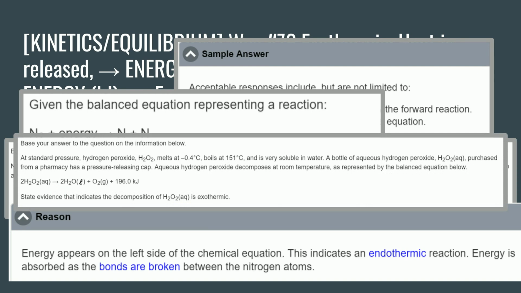At standard pressure, hydrogen peroxide, H2O2, melts at negative 0.4 degrees Celsius, boils at 151 degrees Celsius, and is very soluble in water. A bottle of aqueous hydrogen peroxide, H2O2 aqueous, purchased from a pharmacy has a pressure releasing cap. Aqueous hydrogen peroxide decomposes at room temperature as represented by the balanced equation below. 2H2O2 aqueous yields 2H2O plus O2 plus 196 kilojoules. State evidence that indicates the decomposition of H2O2 is exothermic.